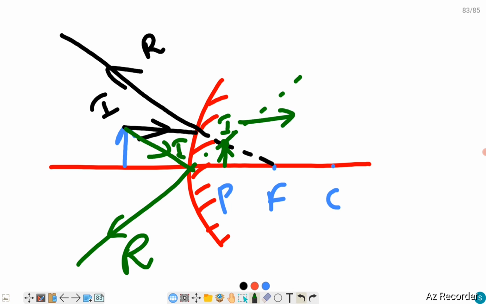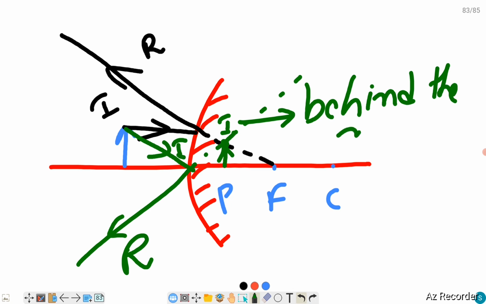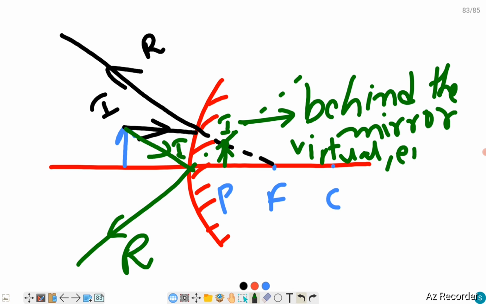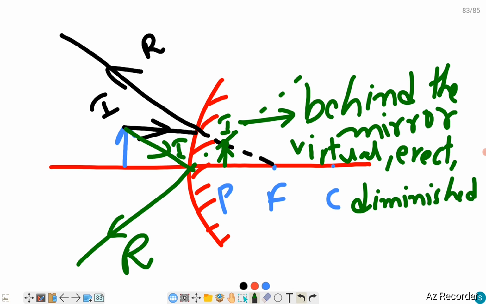Now image is forming behind the mirror. Correct? And it is also due to the extension of reflected rays, so virtual and erect. And then size, if you compare, diminished. Correct? Anywhere you take the object between infinity and pole, you will have same characteristics for the image in convex mirror.